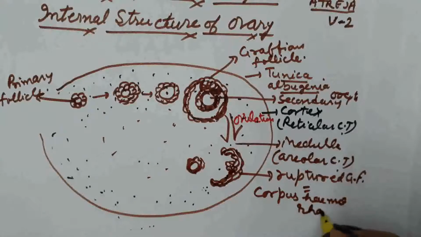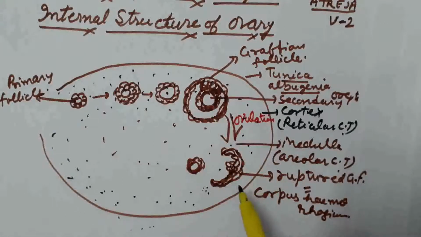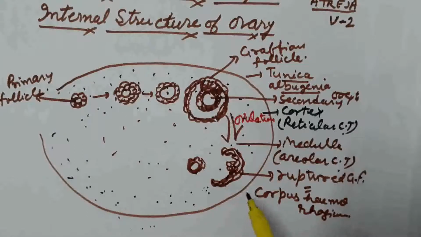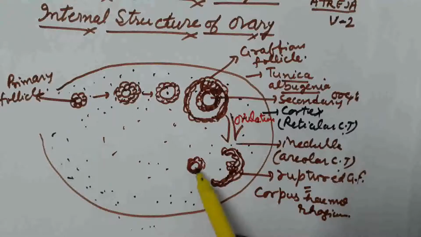Because when Graafian follicle ruptures, some blood vessels also rupture, so we named it corpus hemorrhagium, and ovulation takes place. What is ovulation? That is the release of ovum or secondary oocyte from Graafian follicle. The process is known as ovulation.